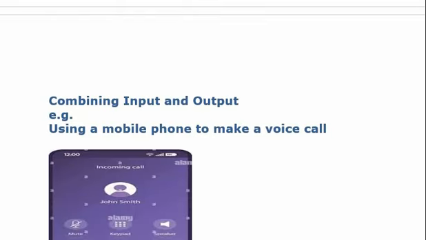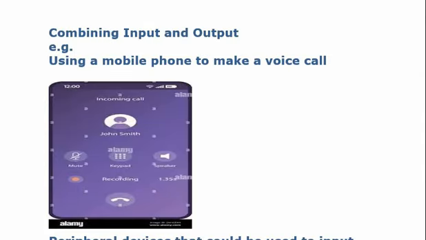Combination of input and output. For example, now let's say you are using a phone to speak with your friend. As an input, you will be using the mic, and the keypad to type the number and dial. The output will be using the speaker. So combining input and output together.